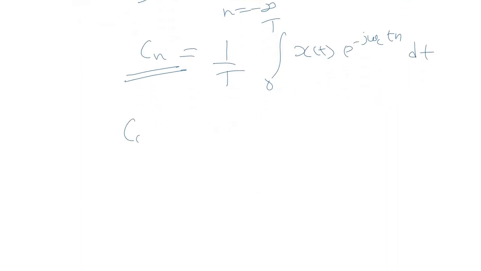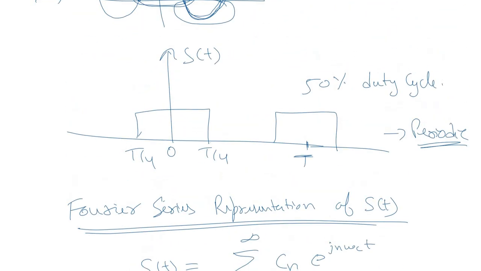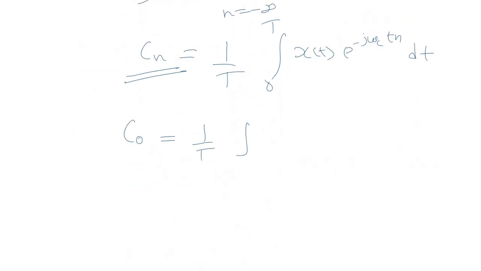So we'll find out the zeroth coefficient C0, that will be 1 by T, and we know this x(t), in a single time period, is 1 in the range minus T by 4 to T by 4, and in the other half of the time period it's 0, right? So if we are discussing one time period, the range of this integral would be minus T by 4 to T by 4, 1 into dt, that is nothing but equivalent to 1 by 2, right?